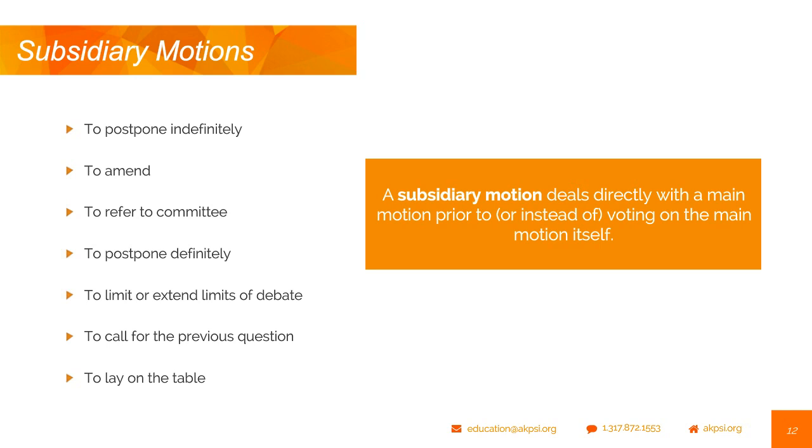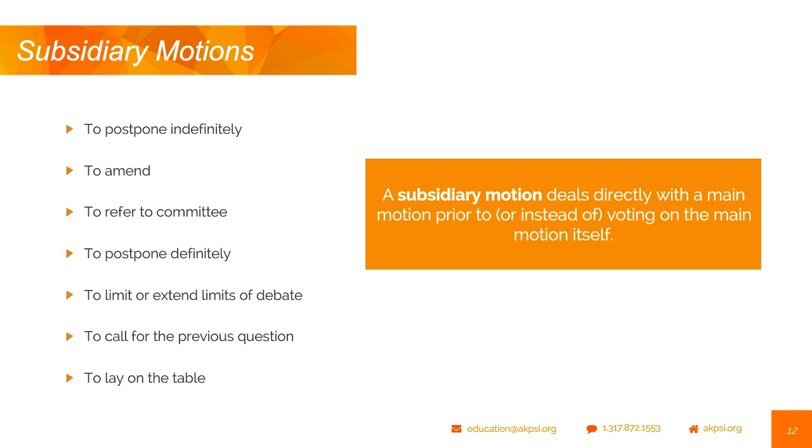The previous question is not debatable, and it takes a 2/3 vote. So you can't debate on it. You just simply put it into vote. If it passes by a 2/3 vote, it closes the debate that we're having, and it goes into a vote. Okay? So now we'll move on to privilege motions.